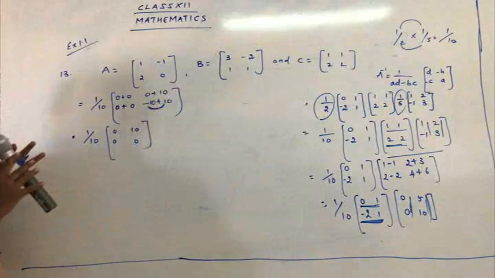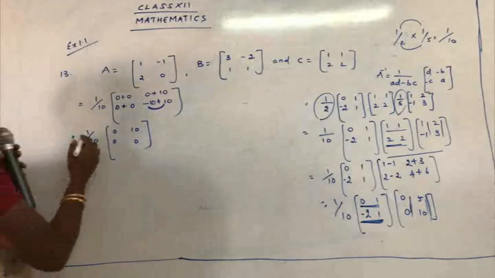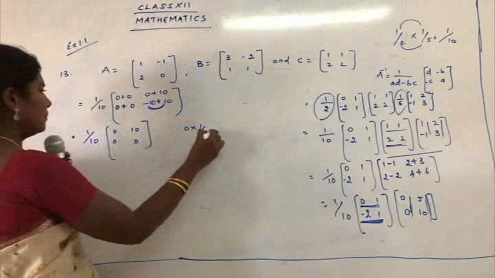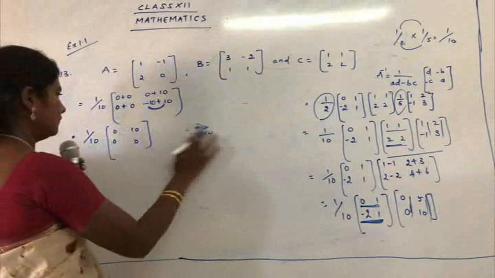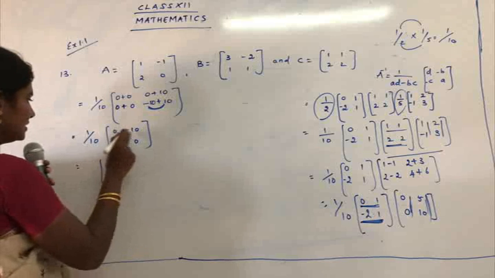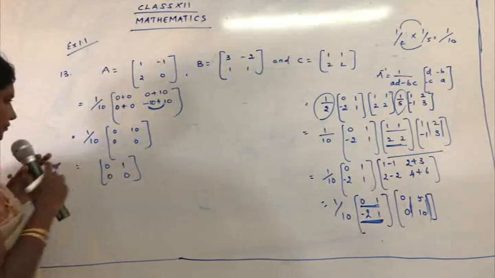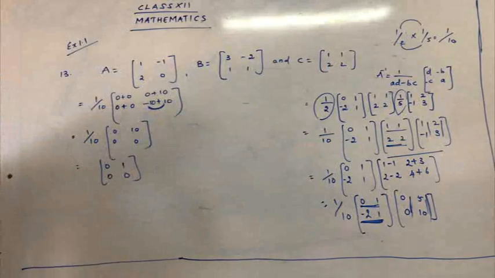Now let's divide by 10 or let's multiply by 1 by 10. We can say in two manners: one is we can multiply by 1 by 10 or we can divide by 10. So what's your answer here? This is 0. 10 upon 10 gives you 1, 0, 0. So what's the required matrix? It's 0, 1, 0, 0.